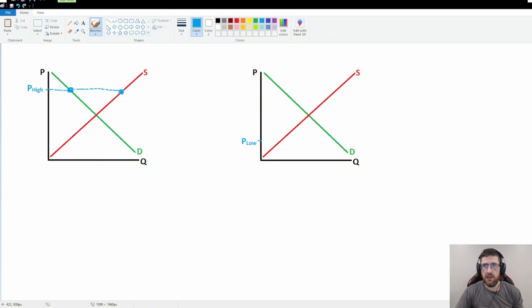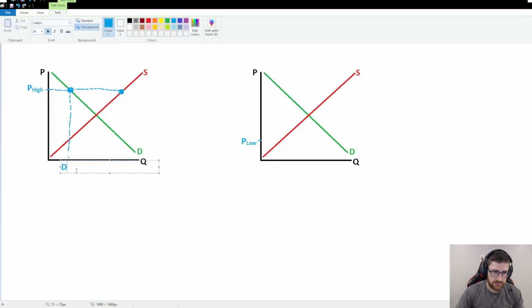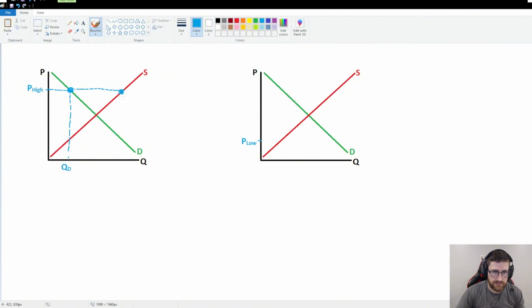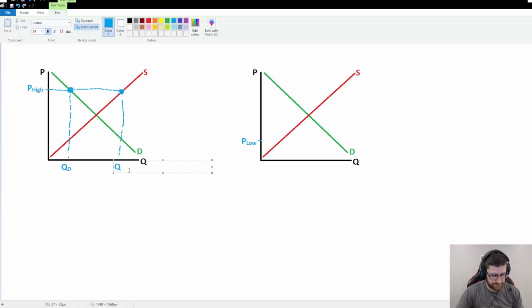All right. And then all of a sudden, we notice that there is a mismatch. All right. There is some level of quantity demanded and some level, pardon my not so straight drawing, of quantity supplied. And what we're running into here is that mismatch. There's a gap between the two.